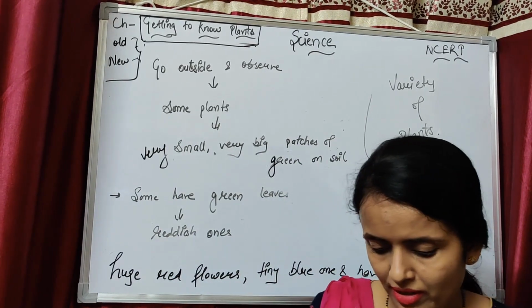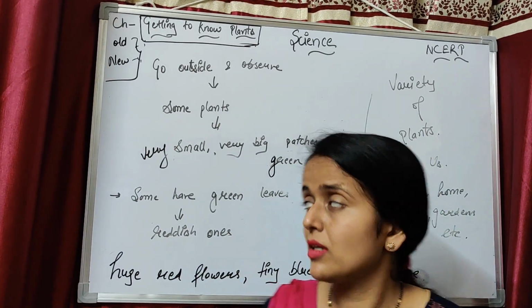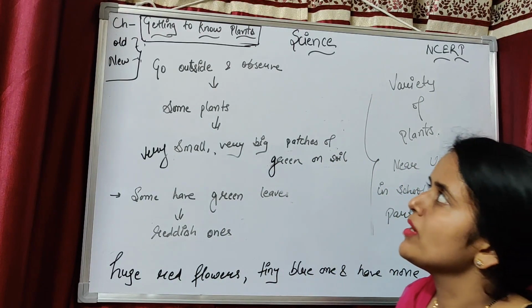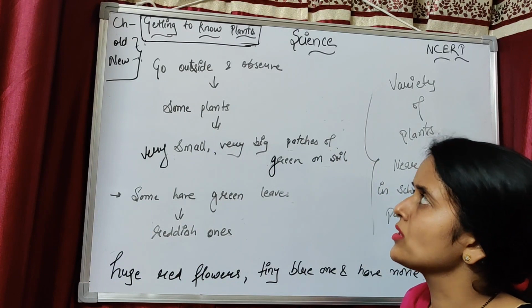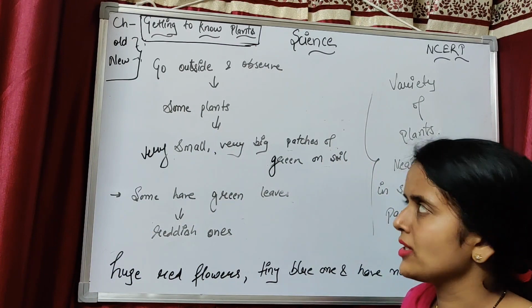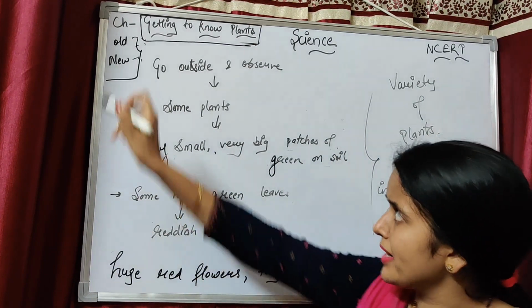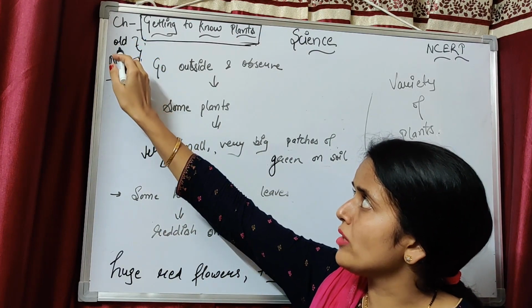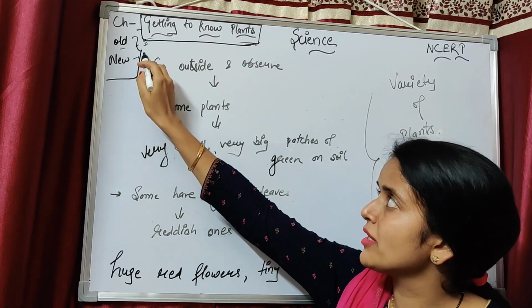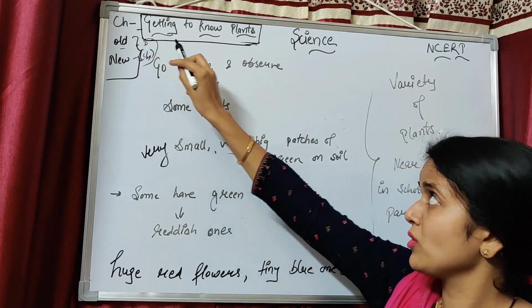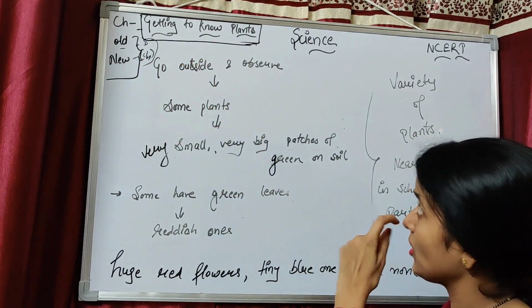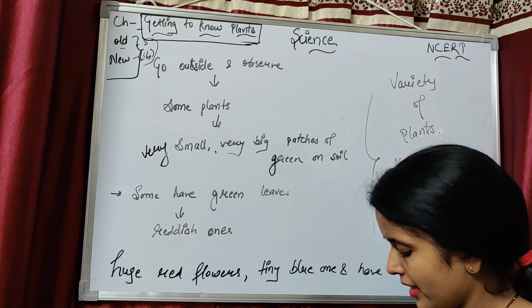So yesterday we finished our chapter, and today's new chapter is Getting to Know Plants. We will learn about plants in this chapter: the plant parts, leaves, fruits, roots, stems, each and everything. I will not mention the chapter number, because in the old version it is 5 and in the new version it may be 4. I will mention only the chapter name. Clear to all of you? So yes, now let's start the chapter.